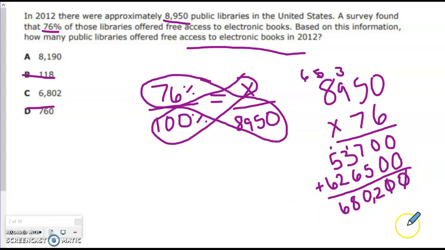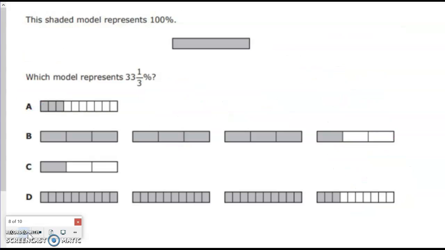And the shortcut we learned in class is to move the decimal point 2 to the left, or if there's zeros, remove 2 zeros because there's 2 zeros in 100. And that gives you 6,802, which is the one that we had predicted, and makes the most sense anyway. So that one would be C.